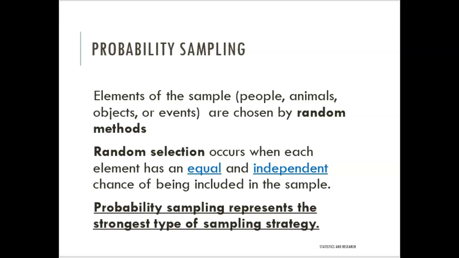In this video, we're going to look at probability sampling or random sampling. And this is the best type of sampling method there is. The reason why is because when we choose people to come and participate, everyone has an equal and independent chance of being chosen. So this is the greatest type of sampling strategy. And let's look at some examples.